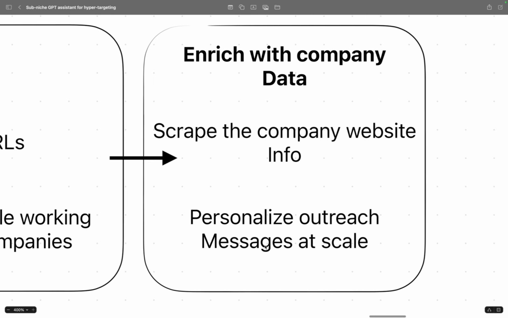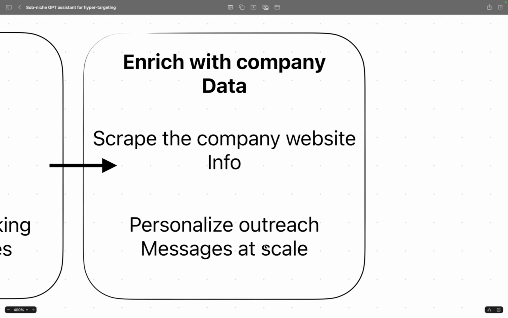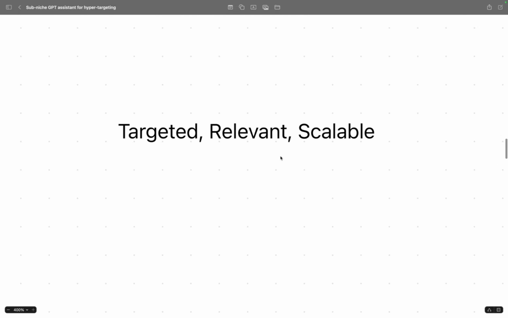So once we have the people in those companies, we need to enrich with company data. So what we did is we scraped the company website info, and then we were able to personalize the outreach messages at scale. And this is a great little hack because it's very targeted, right? You're speaking to your competitor's software or solution, and because you know the weaknesses of the competitor software solution relative to yours, you can point them out because their customers are likely frustrated with those same weaknesses as well. It's highly relevant, obviously, because you know that they're using the software, you know that it's a good chance that they suffer from those symptoms, and it's highly scalable as well in terms of the personalized outreach.